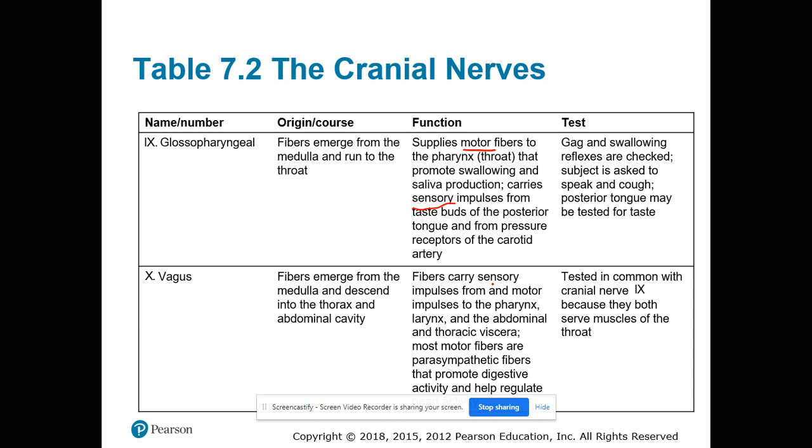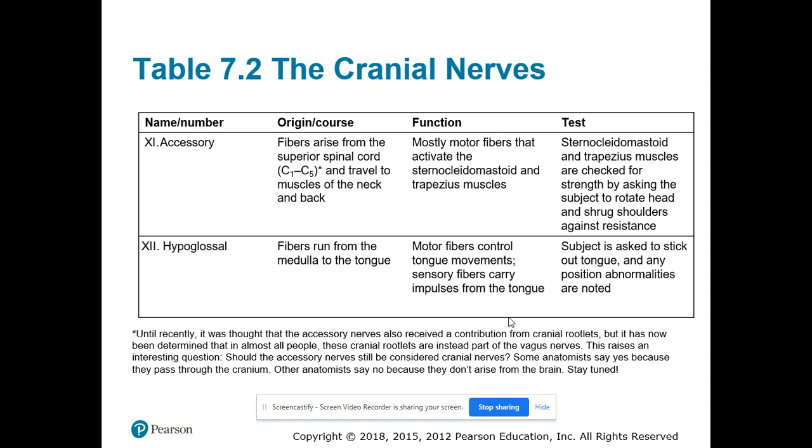Vagus, we've mentioned this one already. This one actually is not going to supply your face or your neck muscles. This is actually going to go deeper down and affect your thoracic cavity and your abdominal cavity. And the very last two are accessory and hypoglossal.